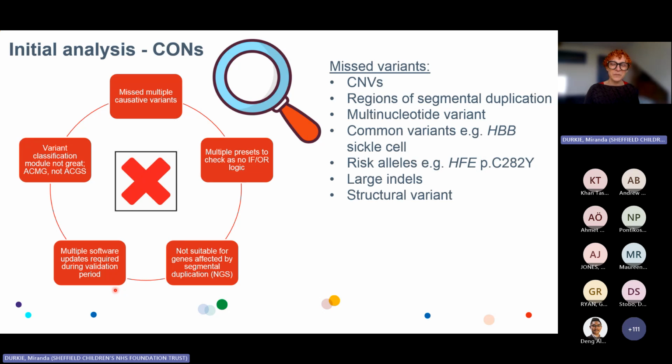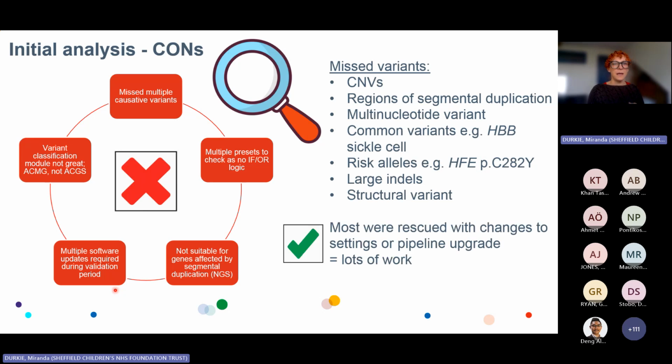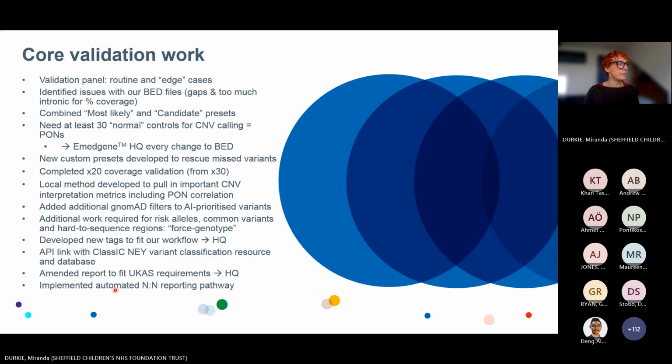This one was picked up by diagnostic discovery. There is a structural variant caller within Emedgene called Manta, but it's too noisy for NGS data. I think if we looked at this with whole exome or genome data, it may well be different, but we can't get that structural variant from the NGS data. Importantly, the vast majority of these have now been rescued with changes to the settings or pipeline upgrades, but each of them did take quite a lot of work.